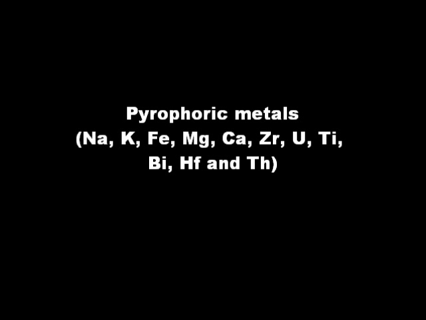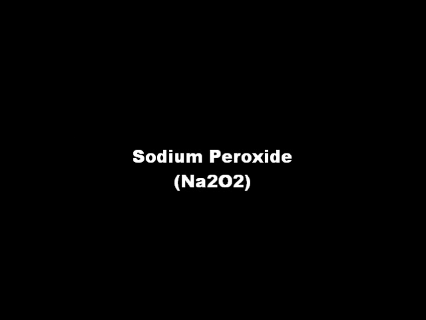The pyrophoric metals include sodium, potassium, ferrum, magnesium, calcium, zirconium, uranium, titanium, bismuth, hafnium, and thorium. I'm only going to demonstrate the ferrum or iron, and magnesium, I think. I'm going to show you how to make sodium peroxide, and I'm also going to show you how to make glow in the dark powder, which you probably know from a lot of toys. It's zinc sulfide doped with some copper.